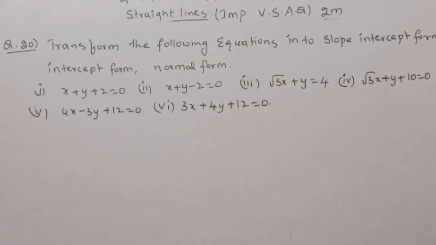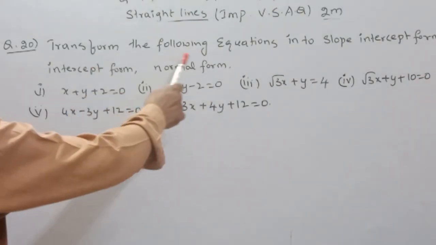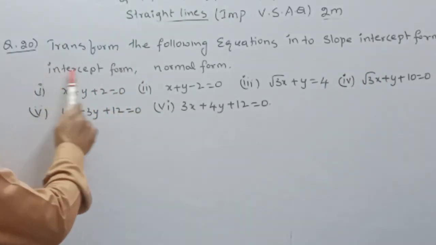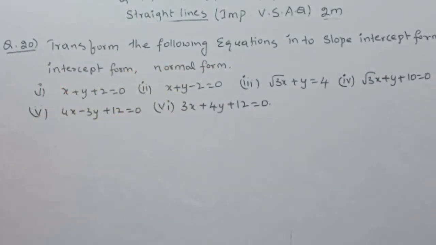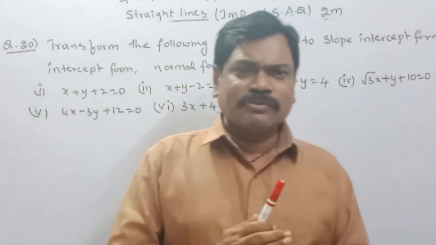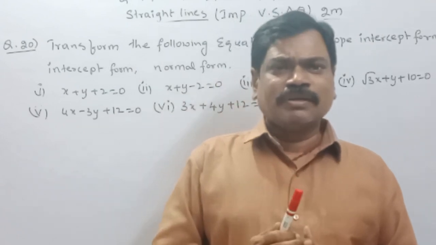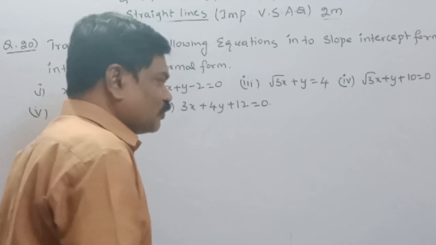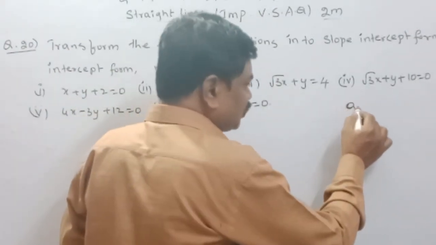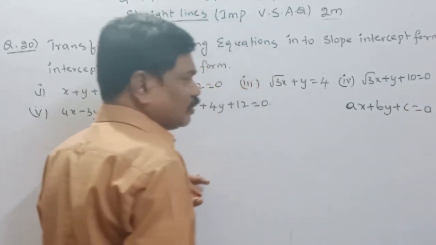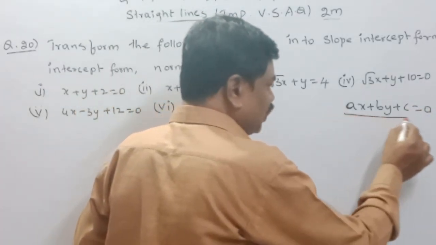Here we have a problem from straight lines. Transform the following equations into slope intercept form, intercept form and normal form. Suppose we have the line equation ax plus by plus c equal to 0. So this is the general line equation.